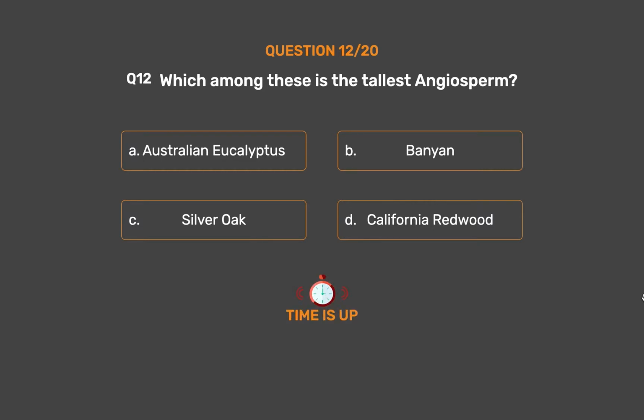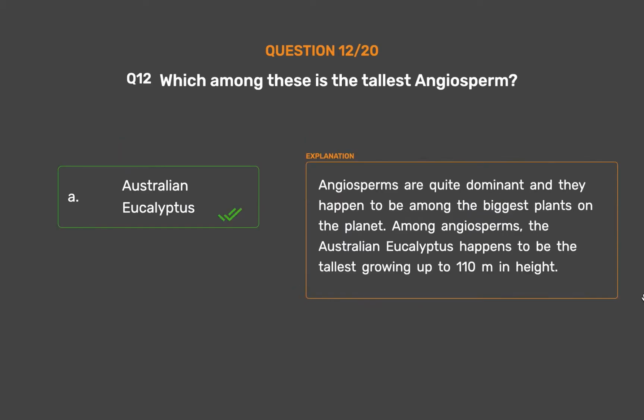The correct answer is Option A. Australian eucalyptus. Angiosperms are quite dominant and they happen to be among the biggest plants on the planet. Among angiosperms, the Australian eucalyptus happens to be the tallest, growing up to 110 meters in height.